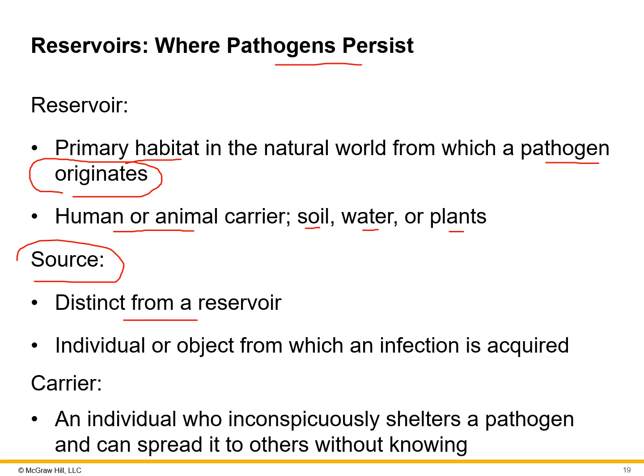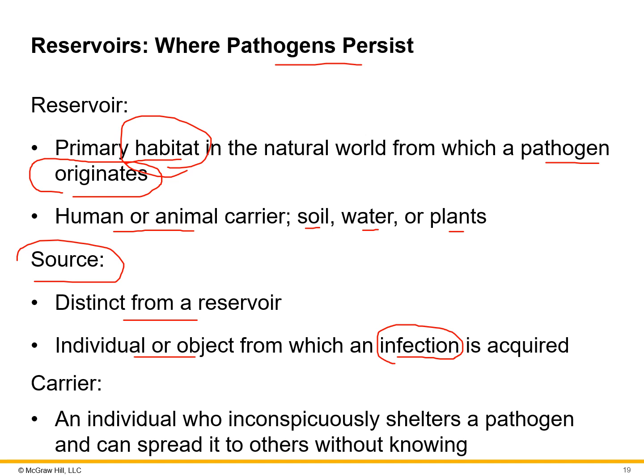So reservoir is more the habitat. The source is the individual from where the infection was acquired. Okay, so we may have an agent, a microbe that really mainly hangs out in soil. And so one person gets an infection from that soil microbe, but then gives it to another person. So that person was the source. They gave it to somebody else, but it ultimately originated in the soil. So the soil is the reservoir. Where someone actually gets infected is the source.